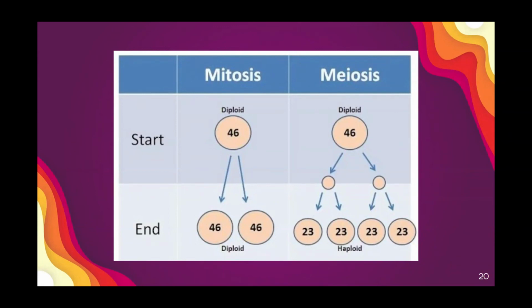In meiosis, we start out in interphase with 92. We start the process of splitting during meiosis 1. We split again, and each of those cells end up with 23 each. And if a human cell has 23 chromosomes, that is a haploid or sex cell.